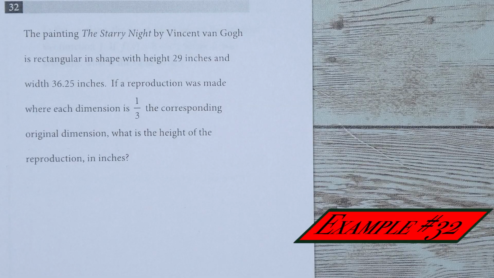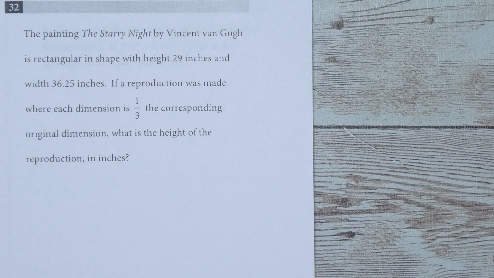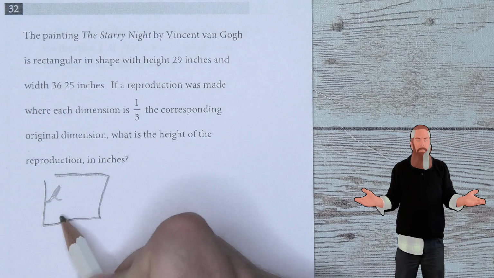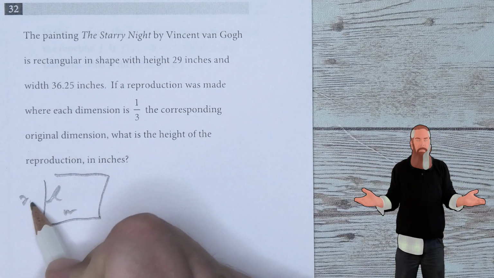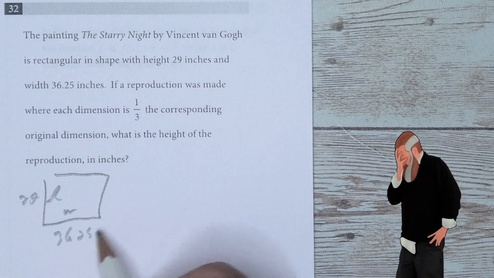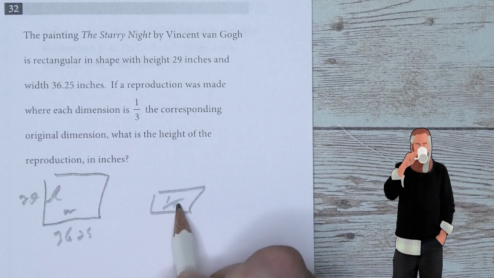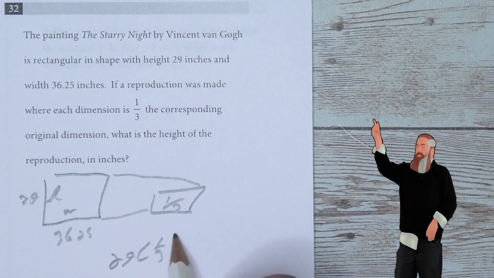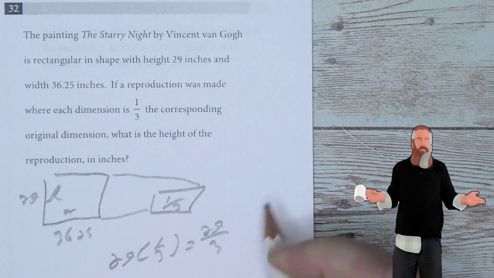The painting The Starry Night by Vincent van Gogh is a rectangular shape with a height of 29 inches and a width of 36.25 inches. If a reproduction was made where each dimension is 1/3 the corresponding original dimension, what is the height of the reproduction in inches? So when we look at this, really it's very simple. We have a rectangle with a height and width, 29 and 36.25, and I want to downscale it by 1/3. So I would simply say 29 times 1/3, and I would get 29/3 inches.